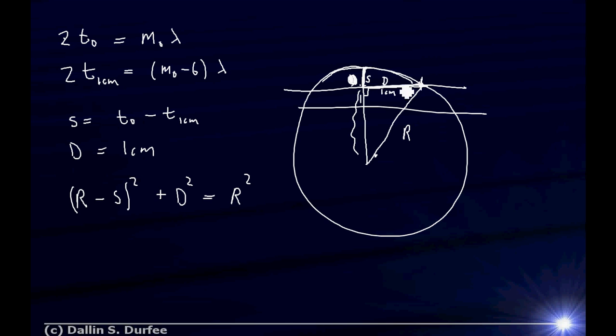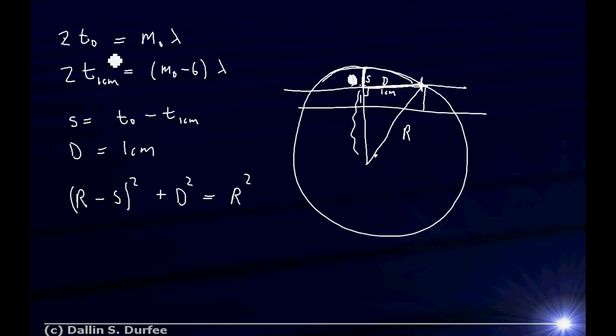This right here is how far we went out to find the 6th fringe. This distance right here is the thickness difference between the thickness at the center and the thickness out where I found the 6th fringe. So that's T naught minus T at 1 centimeter. We call that S, right? And this distance is just R minus that distance S. So now I just have to solve this equation for R. D is known. What is S? S is the difference between these two.